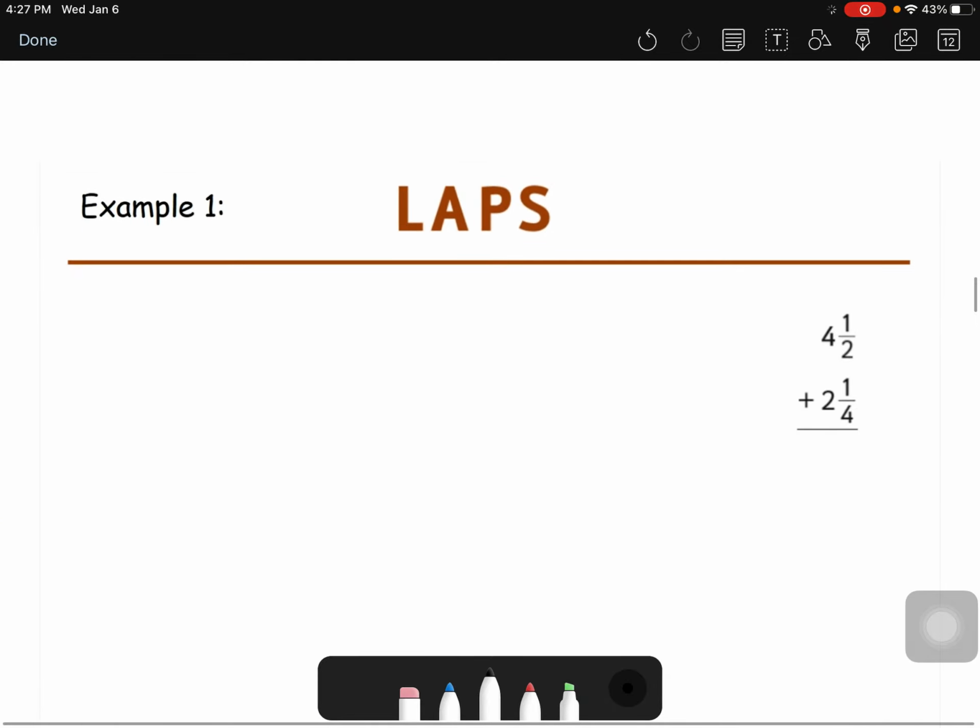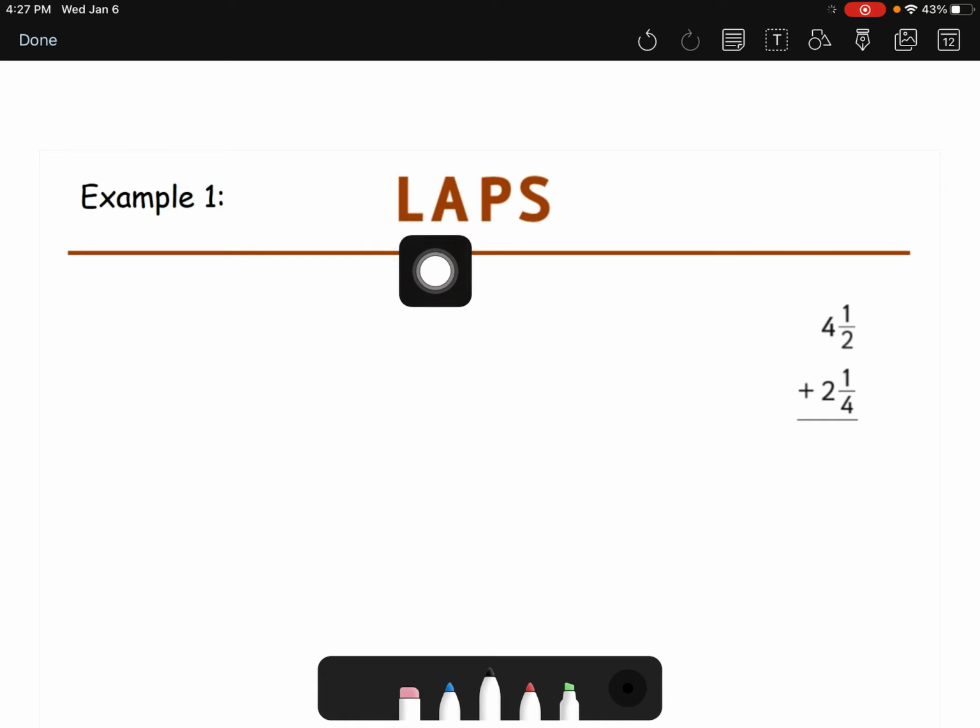And an acronym that they used in the last lesson, LAPS, L-A-P-S, it just stands for look, and then alter, and then perform, which just means do the adding or subtracting, and then simplify. Okay, so that's what that stands for.